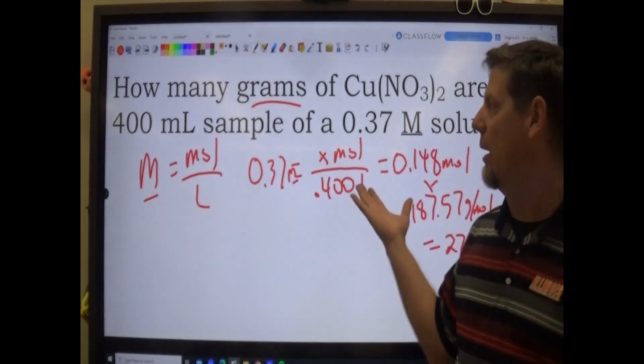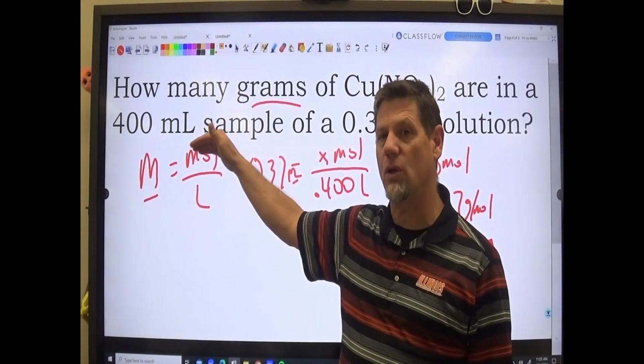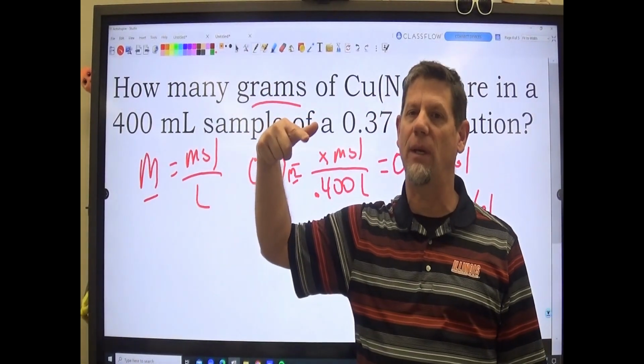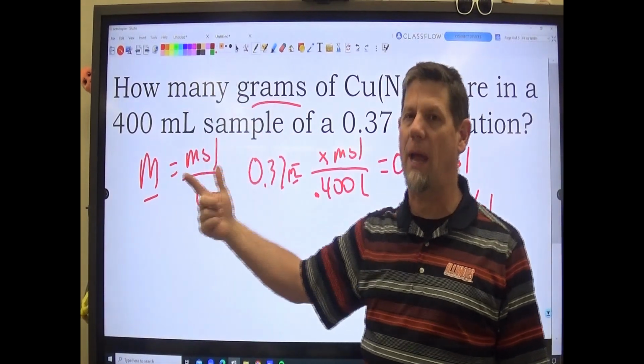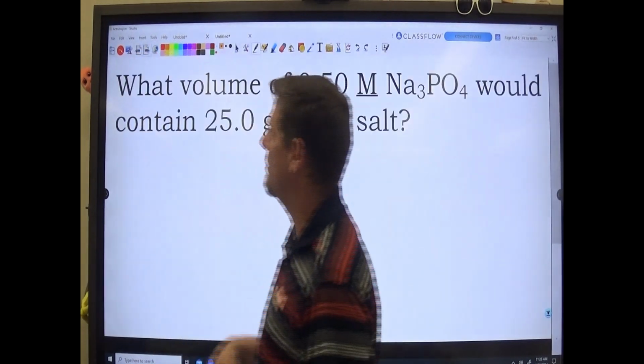All I can do is show you how to do it. You have molarity. You can use this formula to solve for moles. And then what we've been talking about for 2 weeks, convert moles to grams by multiplying by its molar mass. Let's do one more of this style. This time it's going to be a little bit different.